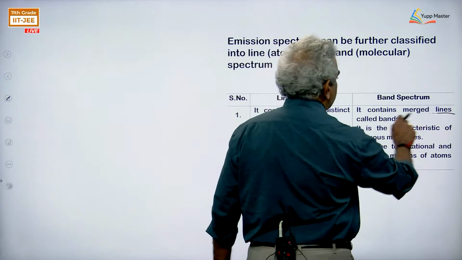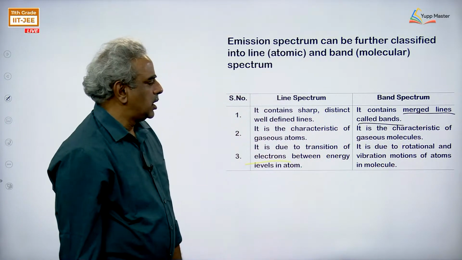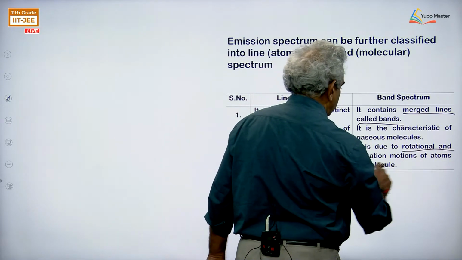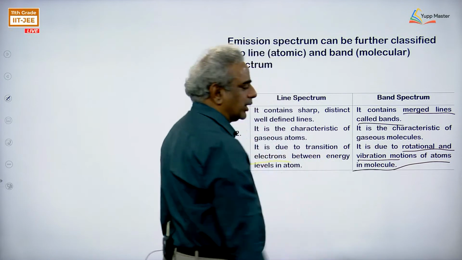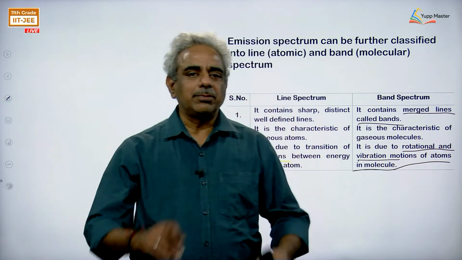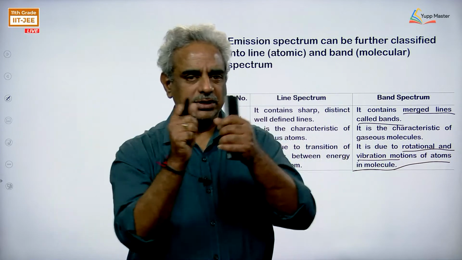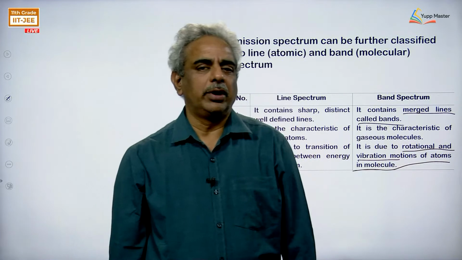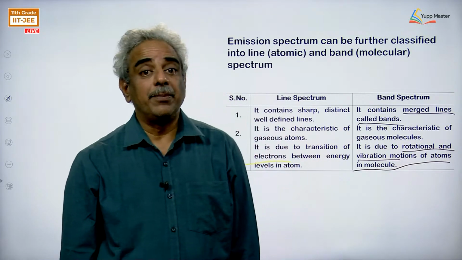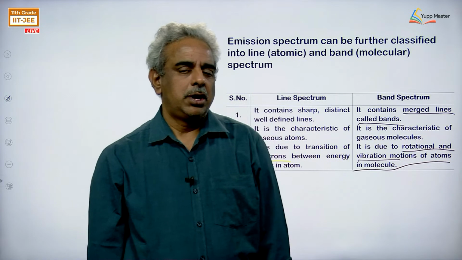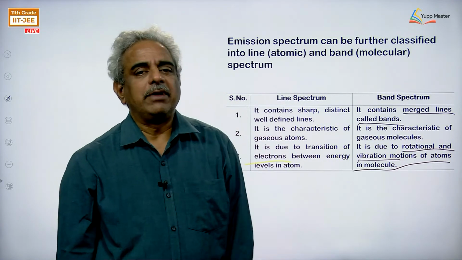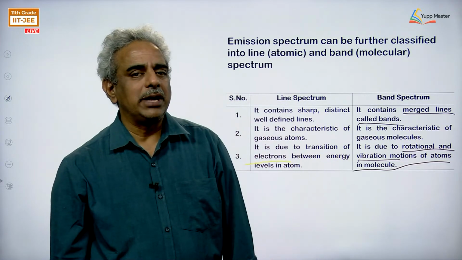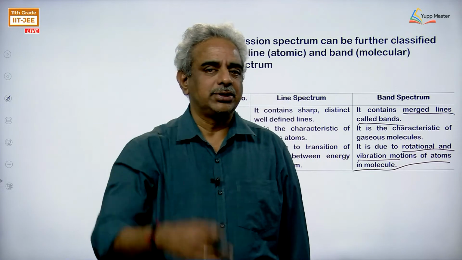Whereas molecular spectrum contains merged lines called bands. Gaseous molecules give band spectrum. It is due to rotational and vibrational motions of atoms in molecules. In molecules, atoms undergo rotations, vibrations, stretching vibrations, bending vibrations. Many varieties of vibrations exist in a molecule. Therefore, many different wavelengths are emitted by the molecule when heated, and those wavelengths are closely placed, so we will get wide bands.